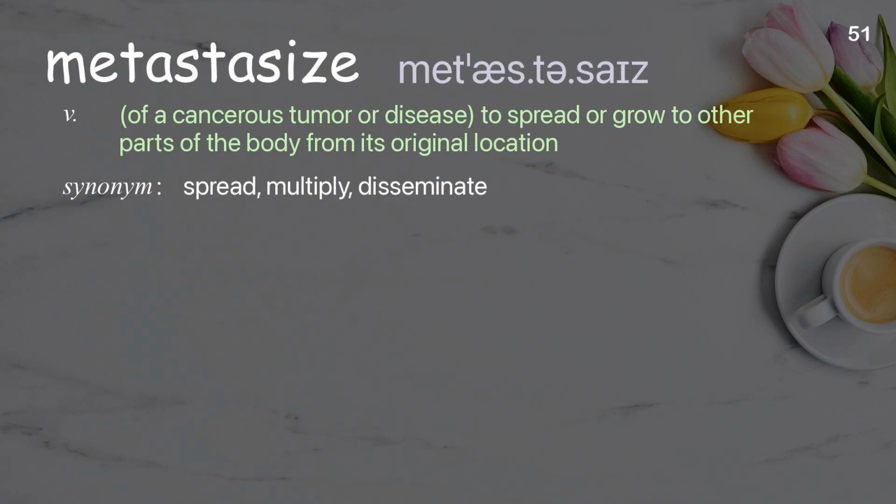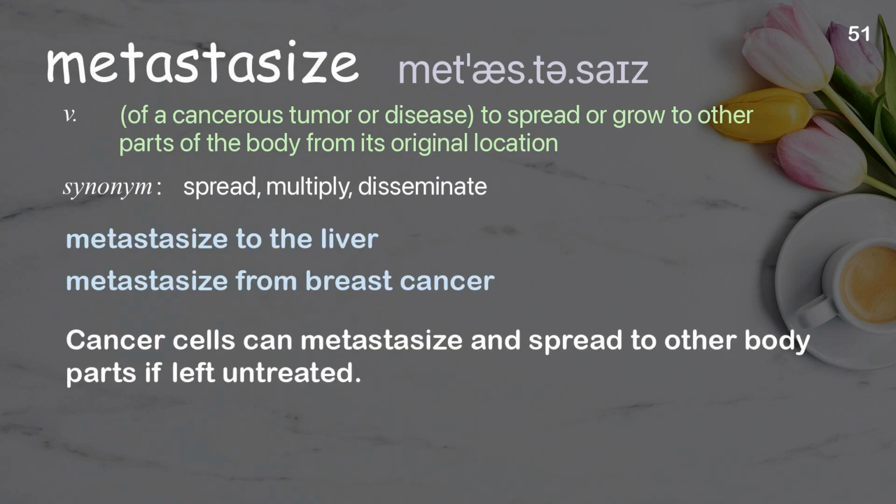Metastasize. Of a cancerous tumor or disease, to spread or grow to other parts of the body from its original location. Examples: Metastasize to the liver. Metastasize from breast cancer. Cancer cells can metastasize and spread to other body parts if left untreated.